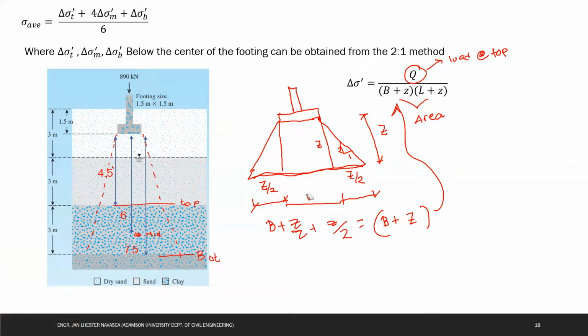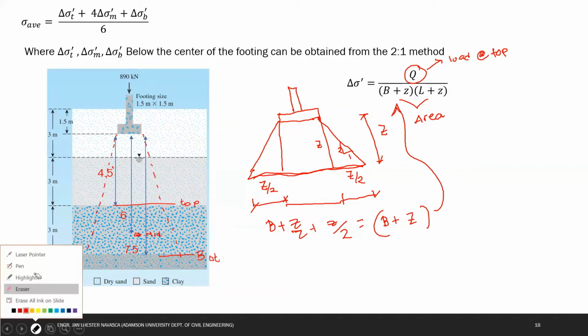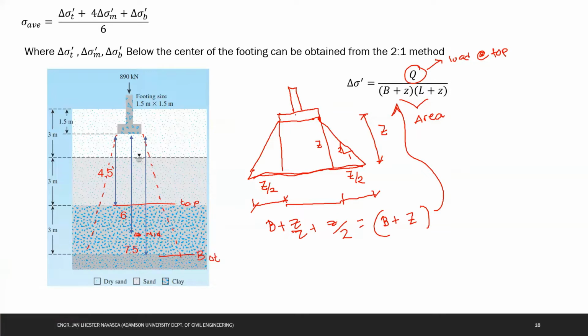So let's say this one is L. Same projection, 2:1. This is L. So you just need to erase B and change it to variable L or L length. So this is exactly what you have over here.